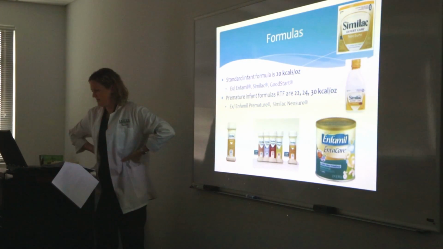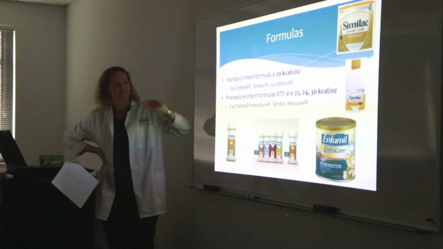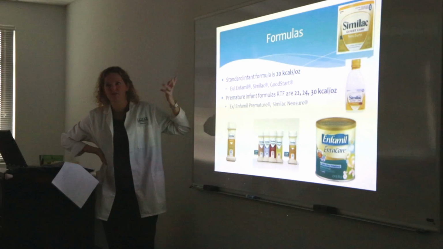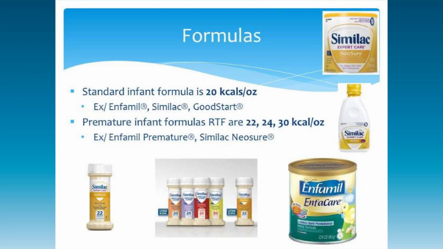Okay, these are just some examples of formula. Your standard formula is 20 calories per ounce. Enfamil, Similac, Good Start, those are the 3 main ones. Your preemie formulas, some of them come ready to feed in 22, 24, and even 30 calories per ounce. So again, they're already ready to feed, and that's usually what they use in the NICU, unless they're on a special formula. But Enfamil Premature is an example of one, Similac NeoSure is an example of one. But these are your ready to feed, there's a powder and there's concentrate.